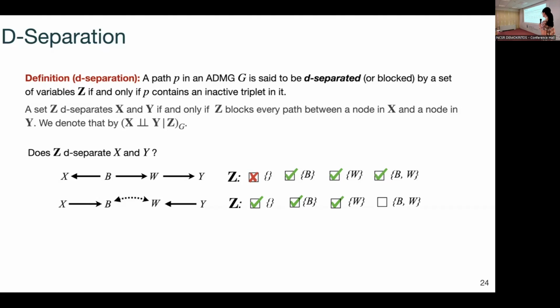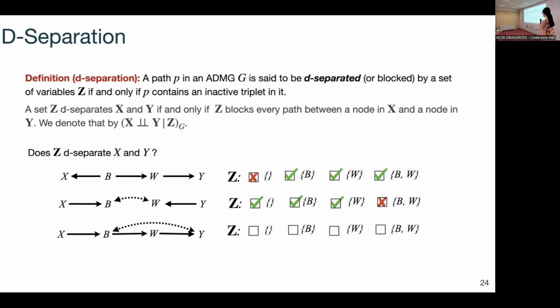No, right? So now I'm opening both. So now I'm not fine. And just another example, just to see if you are paying attention. What about the empty set here? Now I have two paths connecting X and Y. So there is one through this bidirected edge and this edge, and another one here down. I have to block both paths to d-separate X from Y.